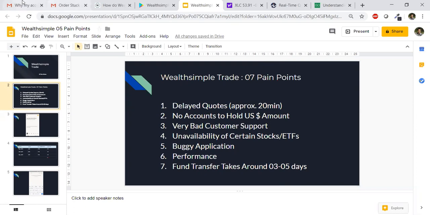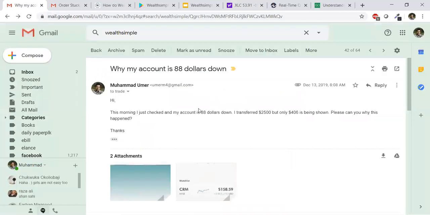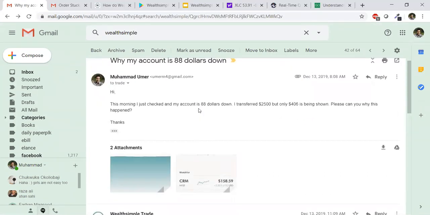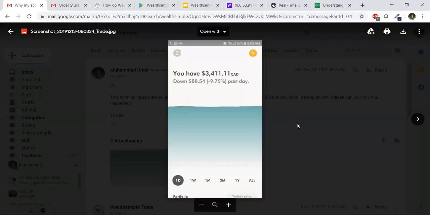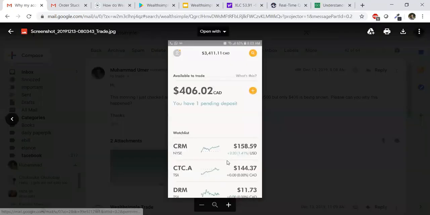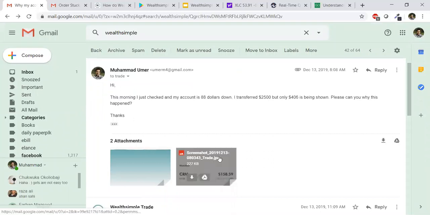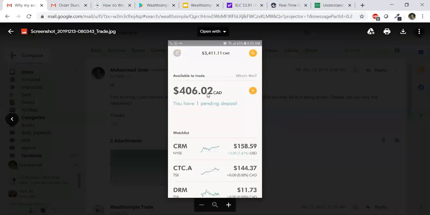For example, just to give you an example again, one morning when I woke up, I checked my application and my account was like $88 down. So I got afraid. I thought, man, what has happened? And I wrote them an email and attached the screenshots. I told them there were two issues. One is that my account was down, and second is that I deposited an amount of $2,500, but I was seeing only 406.